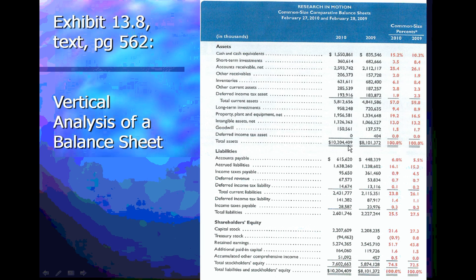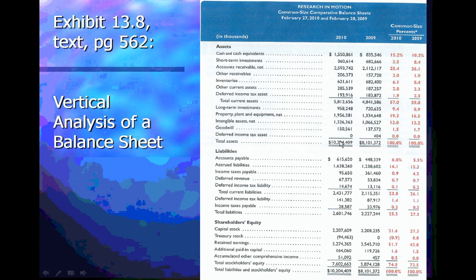What they do is they take this number. Let's just look at 2010. The number here is 10.2 billion. And they divide every number into that large number. So if I have 1.55 billion and you divide it into 10.2, you get 15%, 15.2% to be exact. If you took a bigger number, like net receivables here, 2.59 billion divided into 10.2, we're going to get about 25.4%.